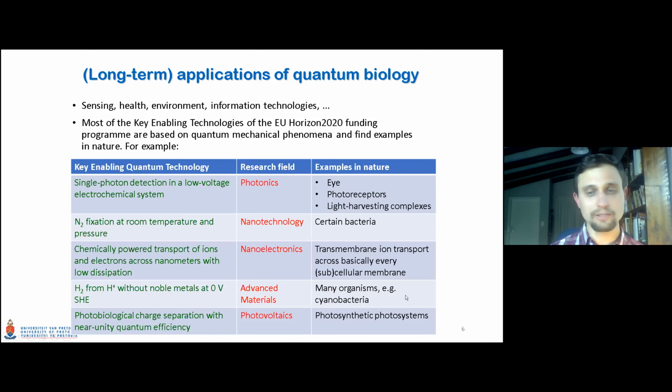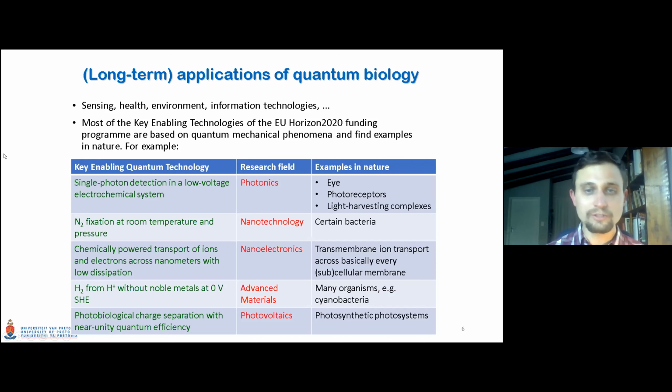They do it just naturally. They just have it ingrained within their DNA to do this. Okay, and then the last example here is to separate charges with near unity quantum efficiency. So we would like to do this using photons: using photons to generate charges, separate them, and have no energy loss. Photosynthetic systems do this, but we strive really hard to get this done in photovoltaics.